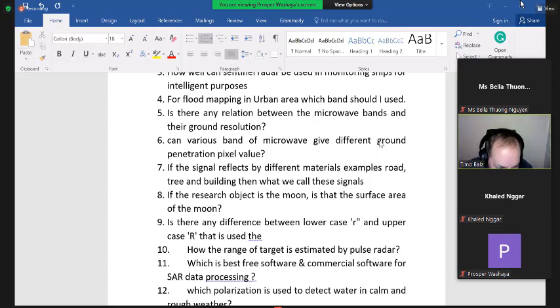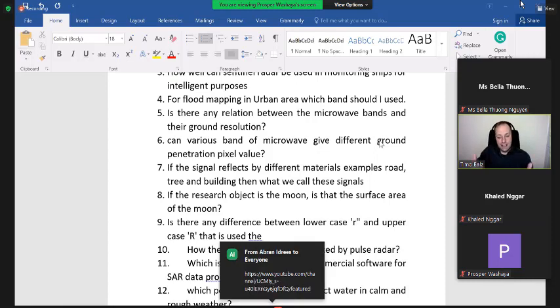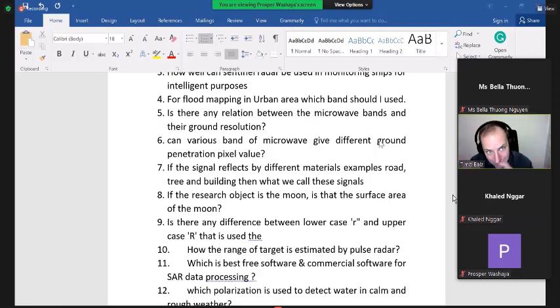Okay, wait. Yeah, it's an easy one. Number 9, is there any difference between lowercase r and uppercase r that I have used? No, sorry, that is just me not being very careful when preparing. In both cases, that would be range. That should actually be, I think, lowercase r. Slides develop over time, and then sometimes they're not so similar.